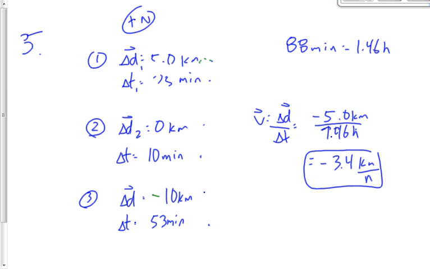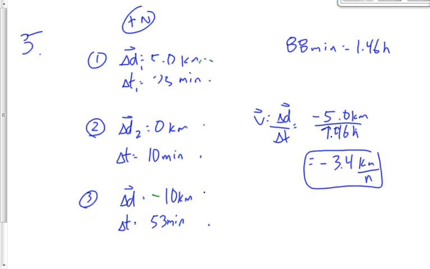Oh, wait a second. What have I just found? We were asked to find 2 things, average speed and average velocity. What have I just found? I found the average velocity. I was asked to find speed first, then velocity. It doesn't matter that I got velocity first, as long as I recognize that's what it is. Okay, this is the average velocity.